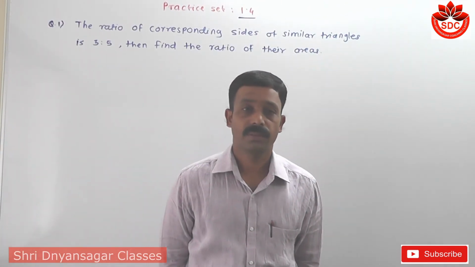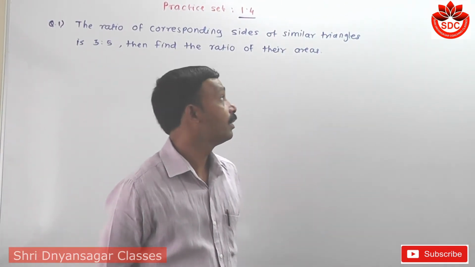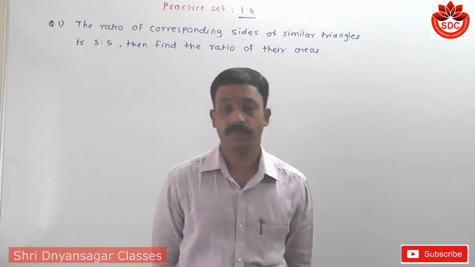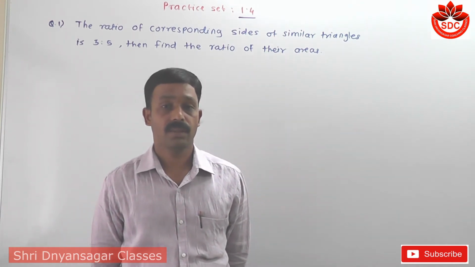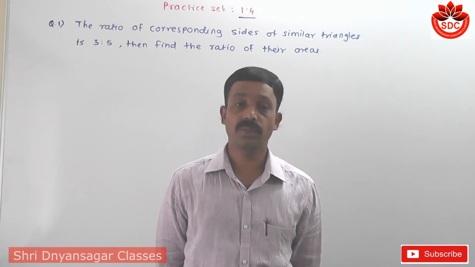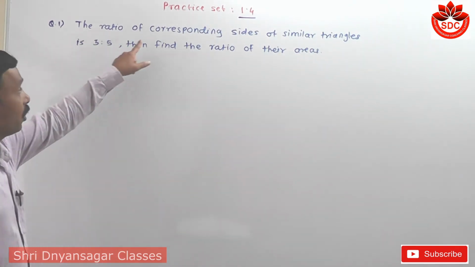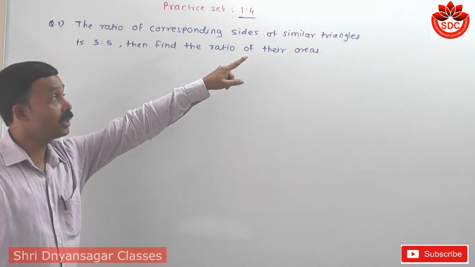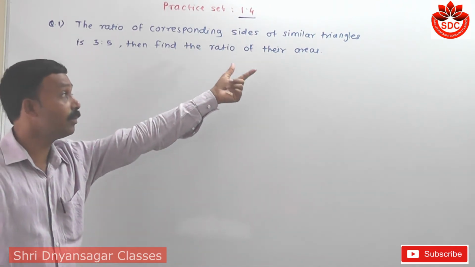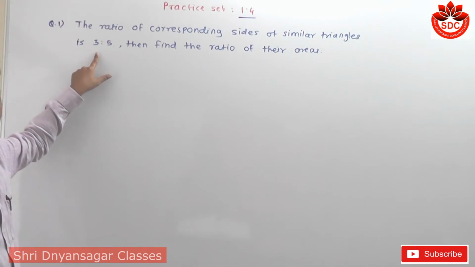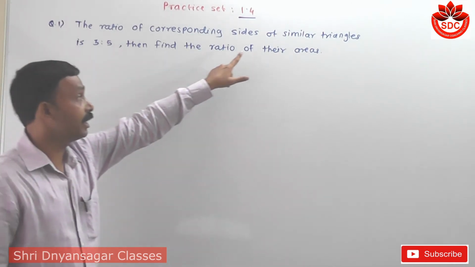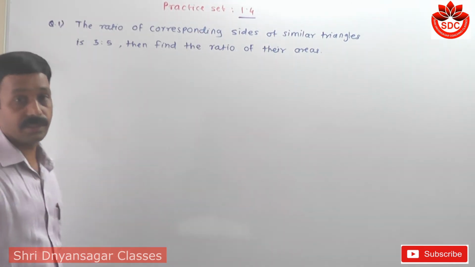Okay students, we start practice set 1.4, which is based upon the theorem of areas of two similar triangles. The first question: the ratio of the corresponding sides of two similar triangles is 3:5. Then find the ratio of their areas.